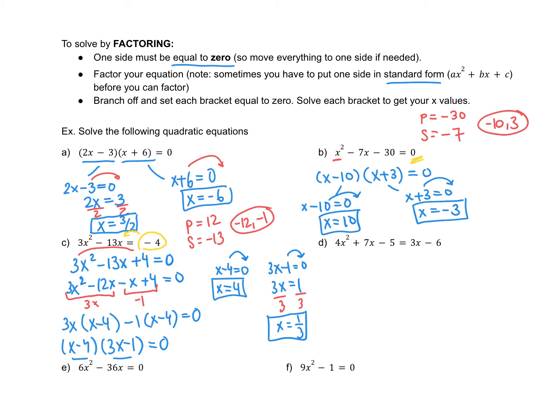In the next one, we have multiple things on the right side. So I'm going to bring them over, and when I bring the 3x over, it's going to become negative. When I bring the negative 6 over, it's going to become positive. And I just like to write that little note under the correct term so I can simplify it. So 4x squared, and then I'll have 7x subtract 3x. So that's 4x's in total. And then negative 5 plus 6 is positive 1.